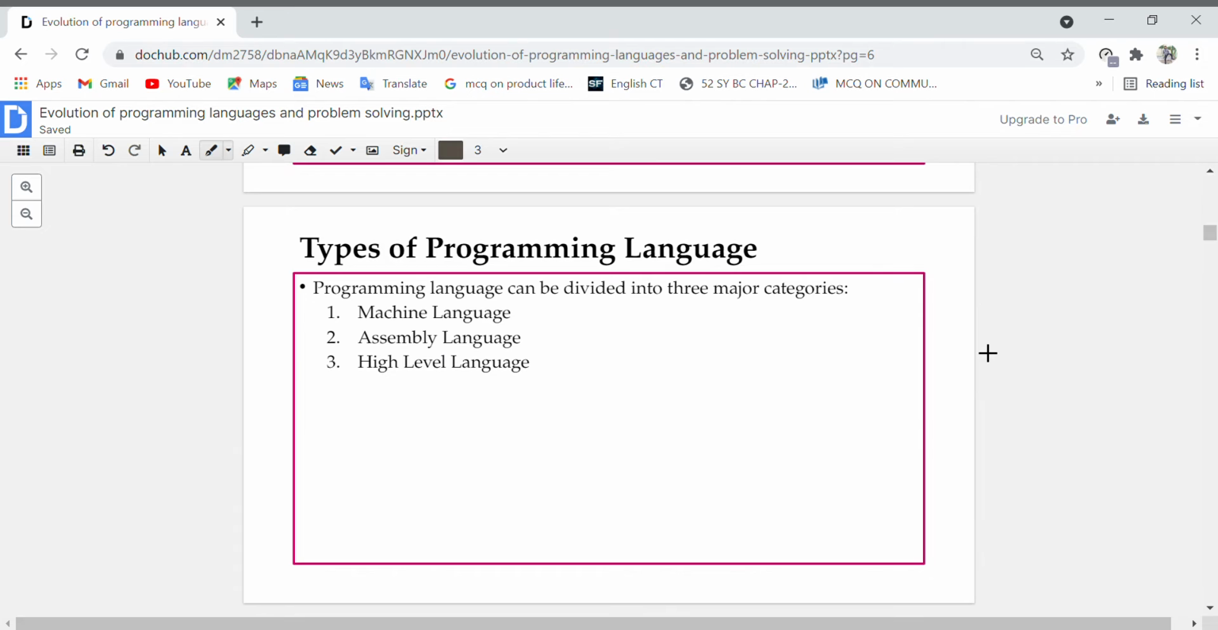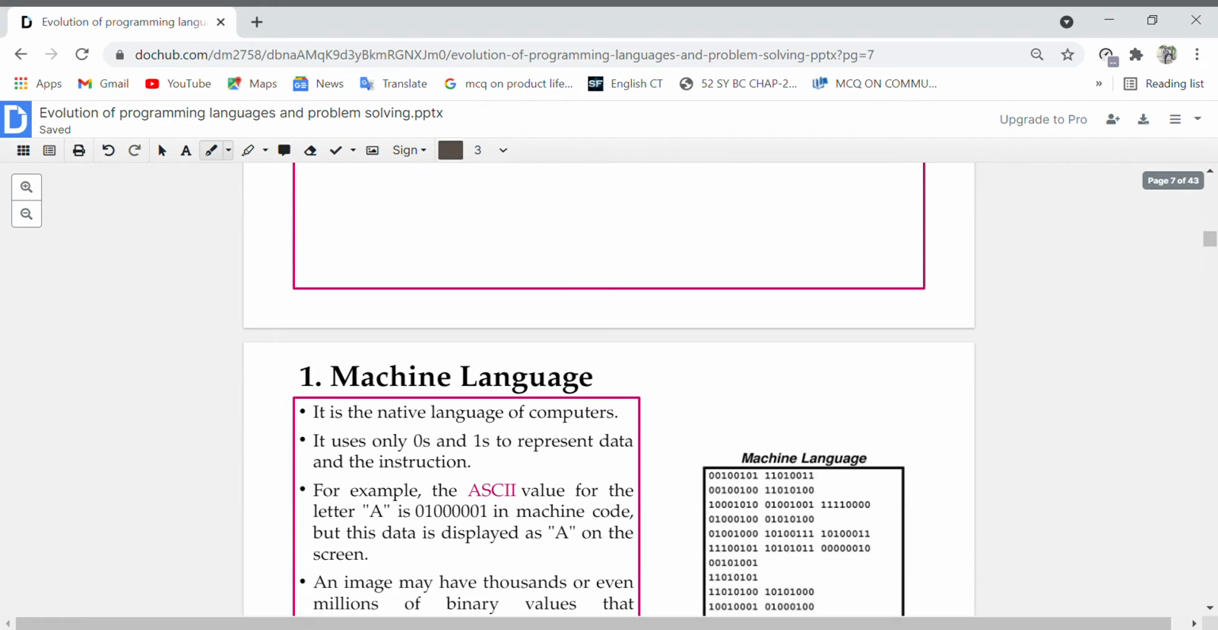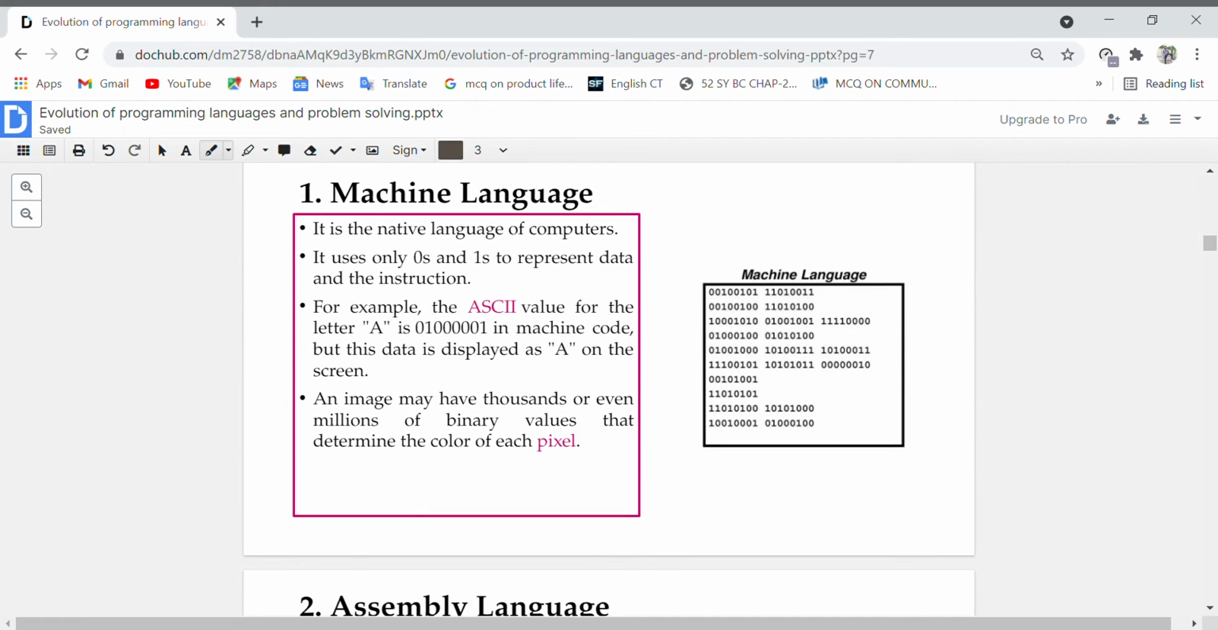Then what are the types? There are around three types of programming languages: machine language, assembly language, and high level language. Machine language. Let's learn about machine language. It is the native language. It uses 0 and 1 to represent data. These are binary numbers 0 and 1.